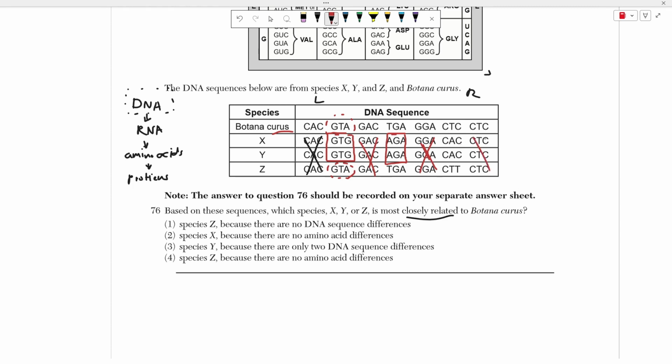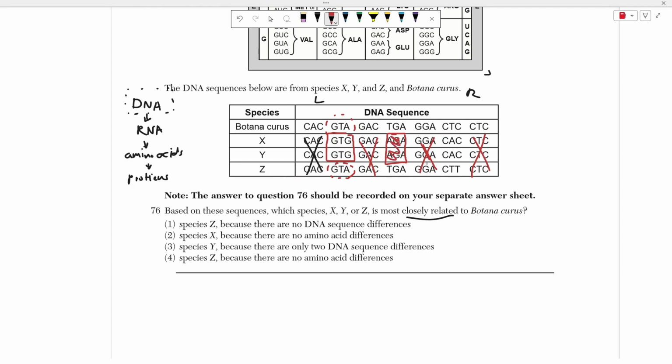And finally, they have the same final 3 letters in their DNA sequence. So reading this, we can see that species Z is most related to Botanicurus because it shares this GTA and this TGA that no other species has. So again, species Z has to be the most similar because it has the most closely linked DNA sequence, right? It has the least amount of differences. X and Y have differences here. They have differences here as well.